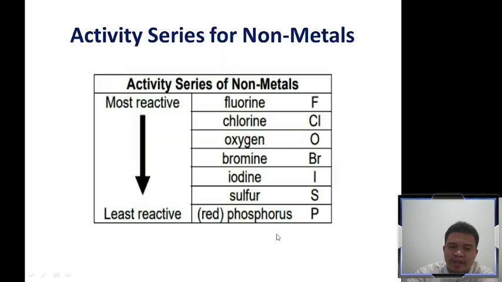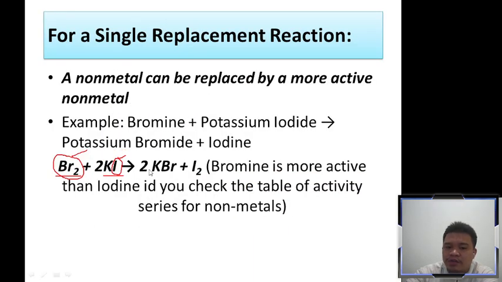So let's check it once again. As you can see, bromine is here on this list, right? And iodine is here. So bromine is more active than iodine. That means it has the ability to replace iodine in that chemical equation. So as you can see, on the product side, KBr is formed. And iodine is now outside of the compound. So KBr plus iodine. Okay, that's how you're going to check its applicability.